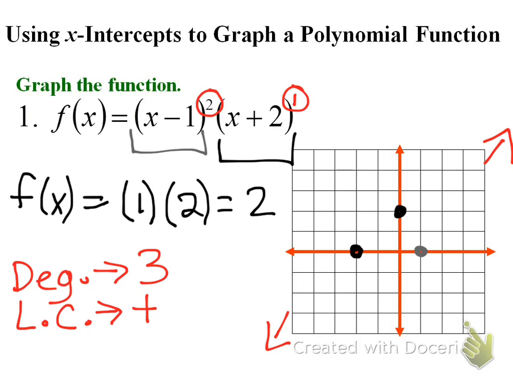So I know I'm going to start down here on the bottom because of my end behavior, and I'm going to go through that point. Then I've got to end up somewhere up by my y-intercept. Then I'm going to go down towards my x-intercept. This x-intercept came from this factor. What is the exponent with this factor? A 2. 2 is an even number. We said when it's an even exponent, it just bounces off.